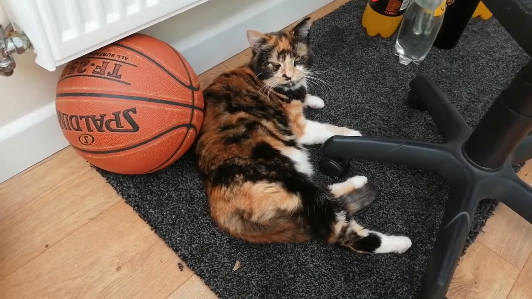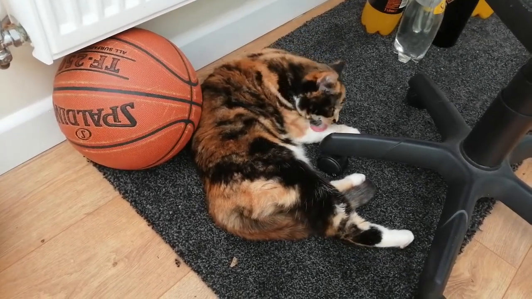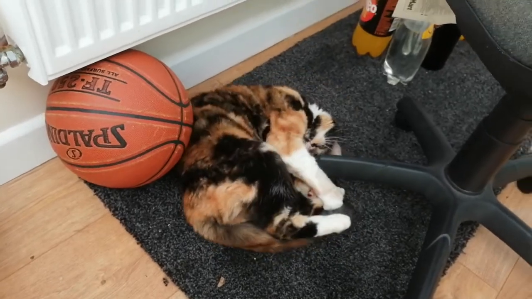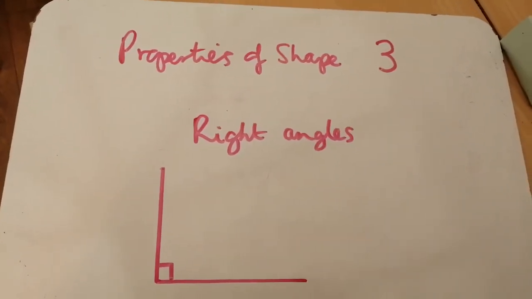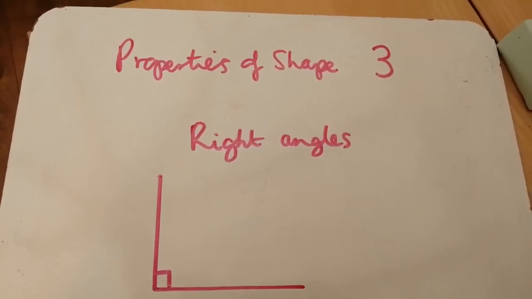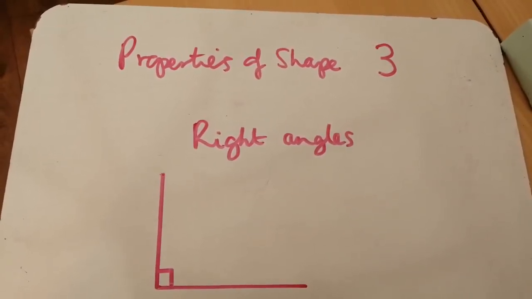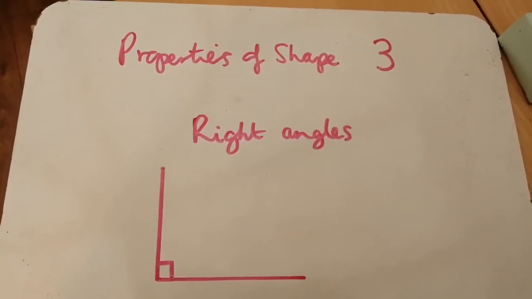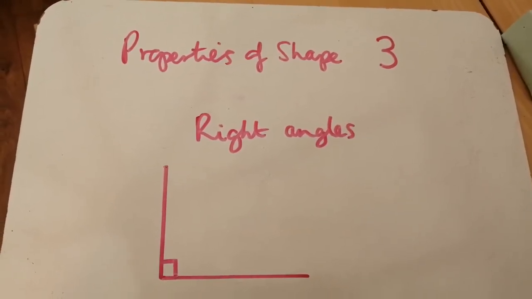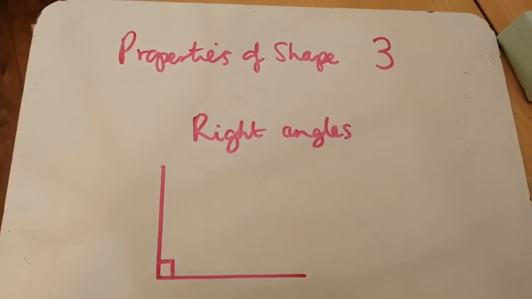Hello and welcome to the next video in the series of maths about properties of shape. The main focus of this lesson is to do with right angles and different amounts of them. You should know that the number of degrees in a right angle is 90. Have a look at your protractor if you're not sure about that.